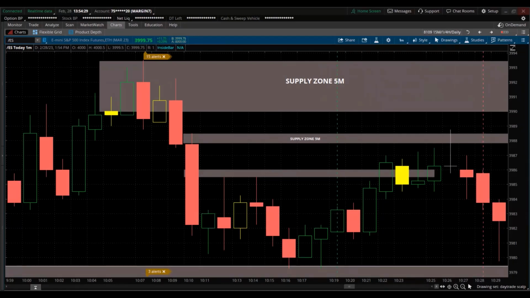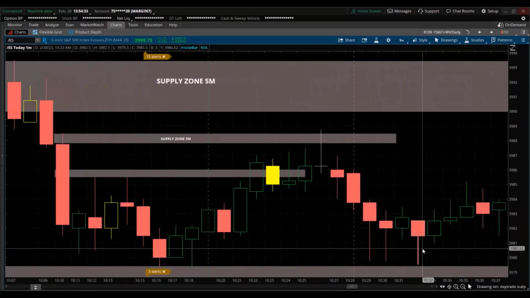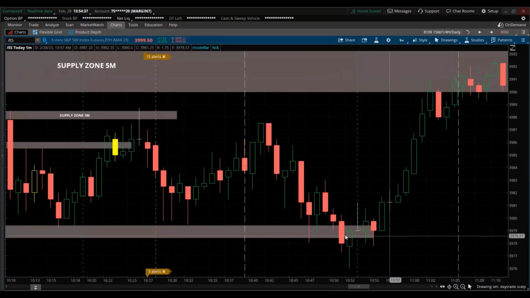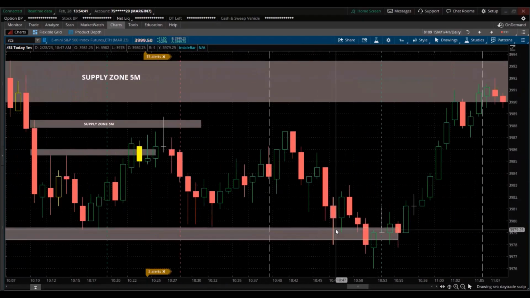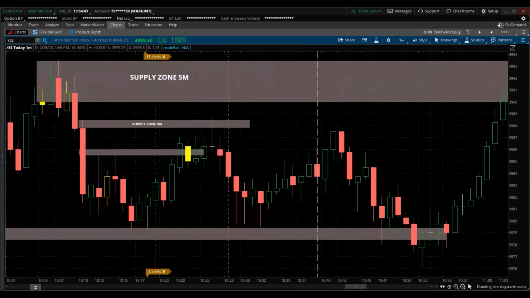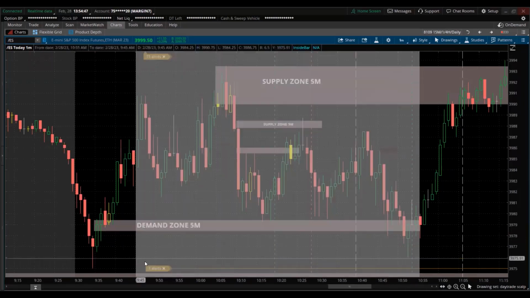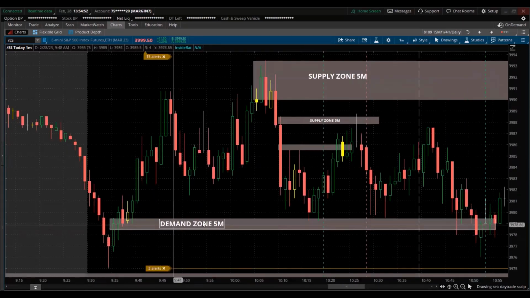Okay, let's go forward. Zoom out a little bit. And this trade, let me zoom out some more so you can see. So this demand zone, like I said, it was tested here. And I had left it extended out.